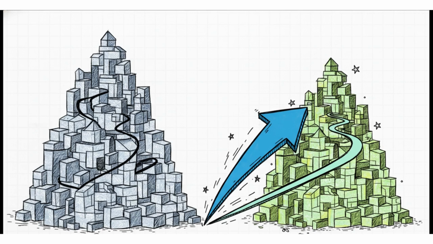Let me put that in perspective. If n is 1 million, a linear algorithm takes 1,000,000 steps. Our square root algorithm takes just 1,000. That right there is the power of math.